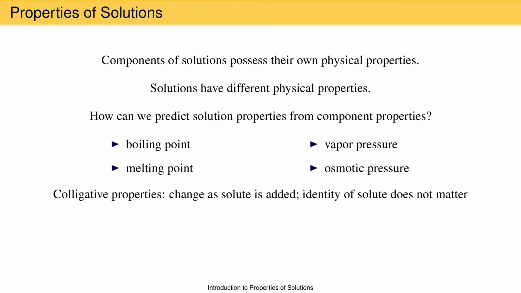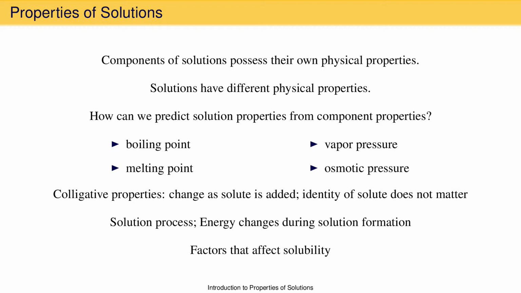Physical properties of solutions that depend on the identity of the solute are called non-colligative properties, or sometimes additive or constitutional properties. Examples of these include taste, color, viscosity, and surface tension. Along the way to understanding how these properties of solution differ from those of its pure components, we'll also need to learn about how solutions form, the energy changes during solution formation, and the factors affecting solubility.